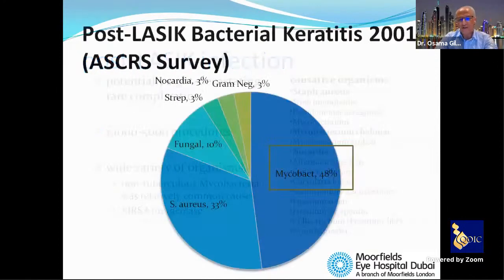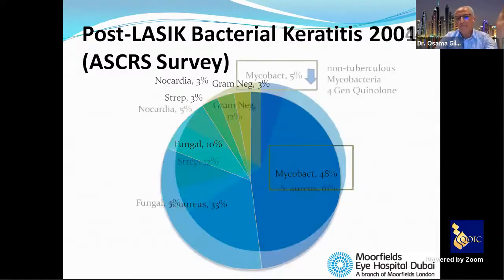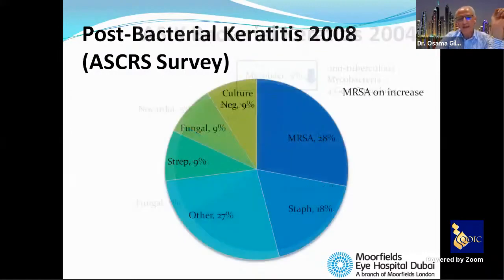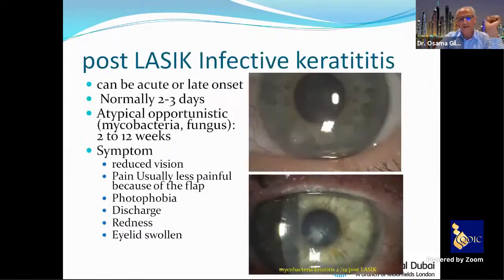It's very important really to know the epidemiology. In the 2001 survey by ASCRS looking at post-LASIK bacterial keratitis, at that time almost 50% of the infections were coming from mycobacteria. But since the 4th generation quinolone was started in 2004, it was a game changer. Mycobacteria became rare, about 5%. But Staph aureus increased. In 2008, MRSA increased also, but mycobacteria and others stayed at the same level. So epidemiology is very important to understand, but use of 4th generation quinolone has helped a lot.